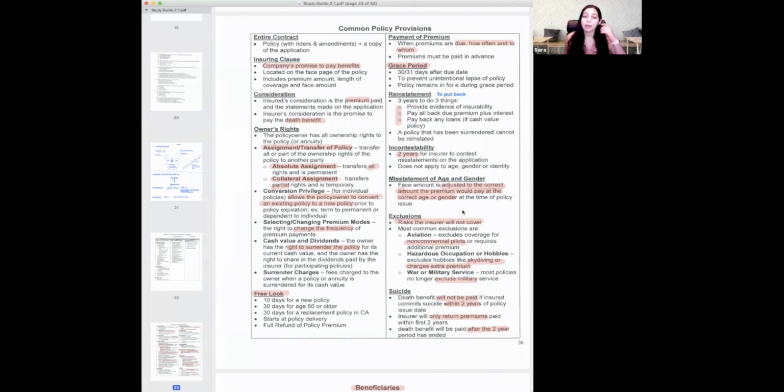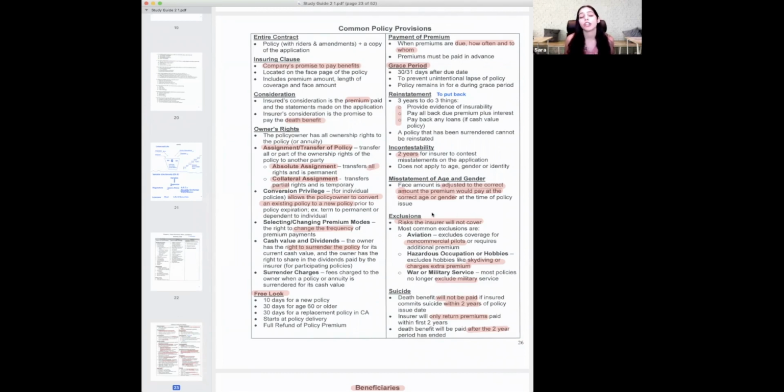Right? Now, what happens if the person passed away? Now, what we're going to do is adjust the death benefit. So when we pay out the death benefit, we won't pay out the amount that they had originally been covered for. We would pay out the amount that they would have been able to get with the amount of money they put into that policy. Now, gender, same thing. If someone states the wrong gender, they're going to adjust based on the correct gender.